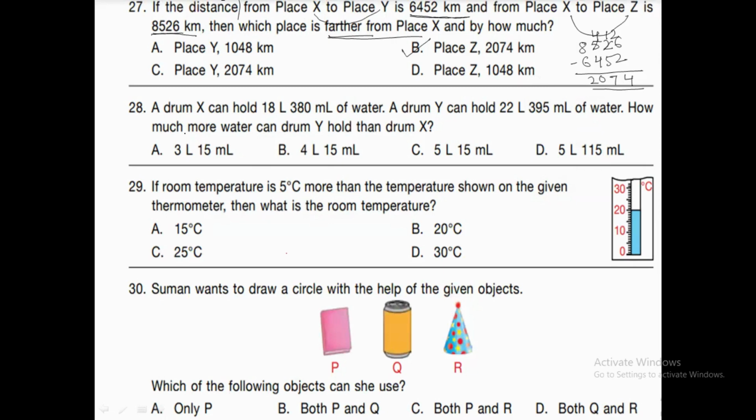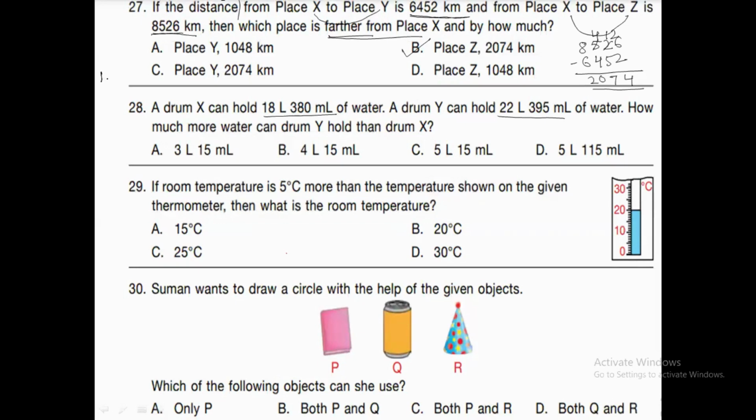Okay, let's move to question number 28, which is like, a drum X can hold 18 liters and 380 milliliters of water. A drum Y can hold 22 liters and 395 milliliters of water. Now, how much more water can drum Y hold than drum X? So drum Y can hold 22 liters and 395 milliliters, and drum X can hold 18 liters and 380 milliliters. So what we have to do, we have to subtract both the things.